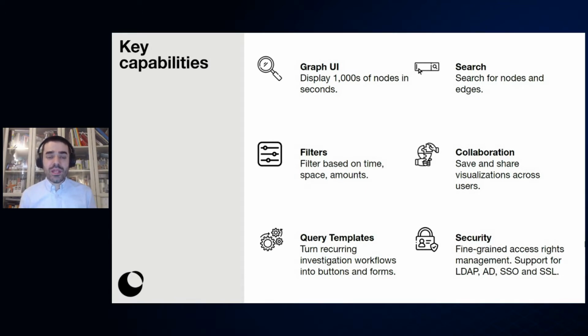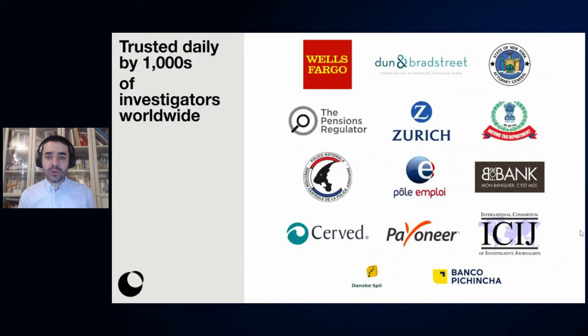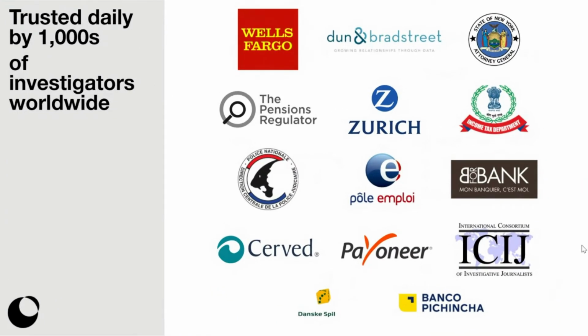So that's really what Linkurious Enterprise offers to help teams and analysts throughout the world uncover insights from Azure Cosmos DB. Today, Linkurious Enterprise and our products are used by thousands of investigators throughout the world, including at Zurich Insurance, Wells Fargo, the Indian Income Tax Department, and more.